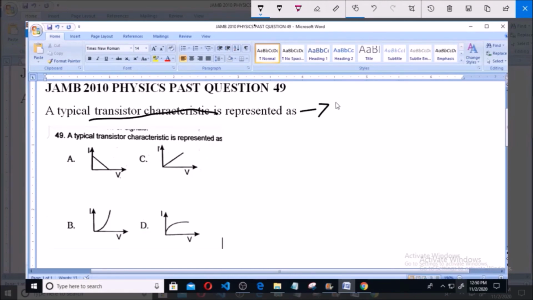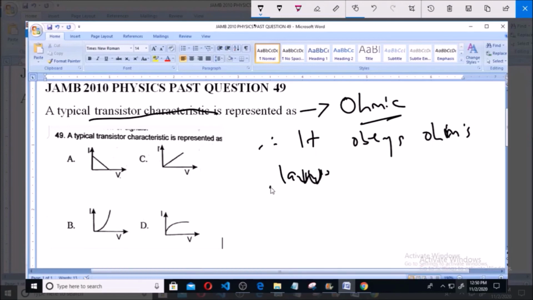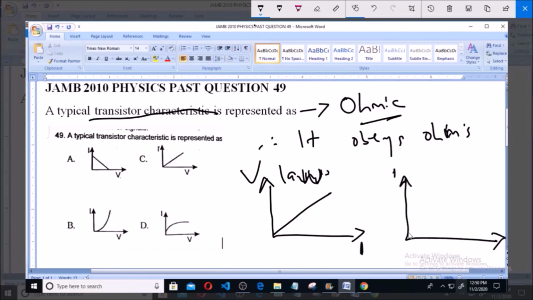Now it's important to know that a typical characteristic is ohmic. That means it obeys Ohm's law, and for a graph of Ohm's law, what you usually have is V plotted against I, that is voltage plotted against current, and you have that like this. However, when you have I plotted against V, what you usually have is something like this.